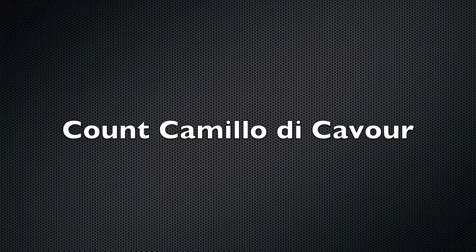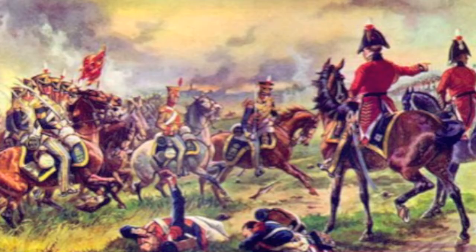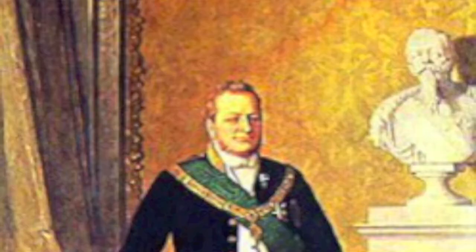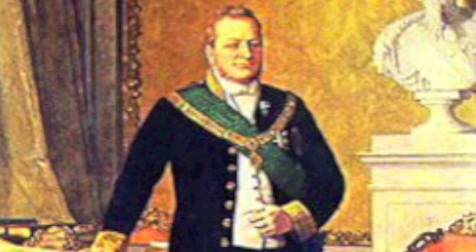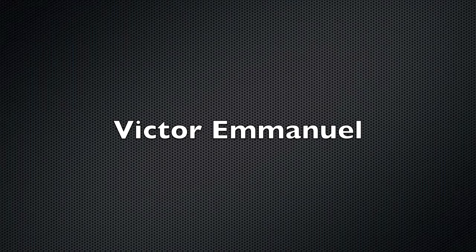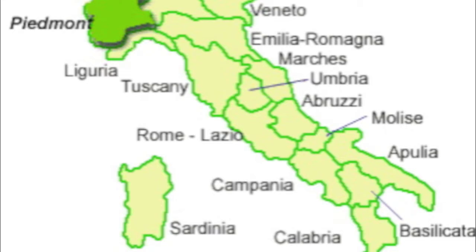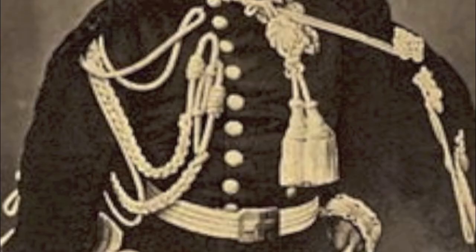Count Camillo di Cavour was one of the three great leaders of the process of Italian unification. He traveled to France and Britain, where he gained many insights on improving Piedmont's modernization. He was a very well-known and strong political leader with huge nationalist belief. Victor Emmanuel was the last king of Piedmont and the first king of Italy. Piedmont's territory was later handed to France as a truce deal, and nowadays it's called Nice.